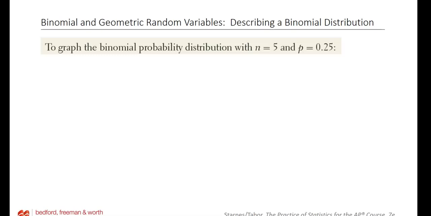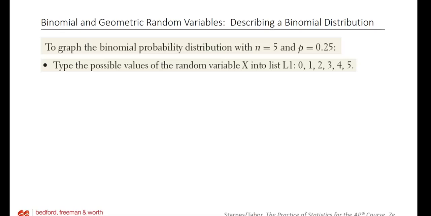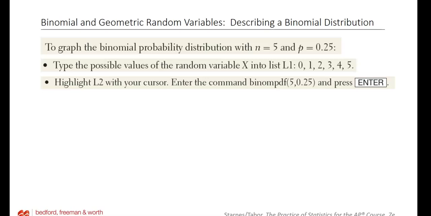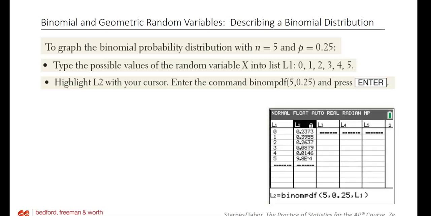So to graph the binomial distribution with n equals 5 and p equals 0.25. So how in the world would you graph that? Type the possible values of the random variable x into a list, highlight the list, and create the list. Okay, so this is one way of doing it. So let's see if we could do this.